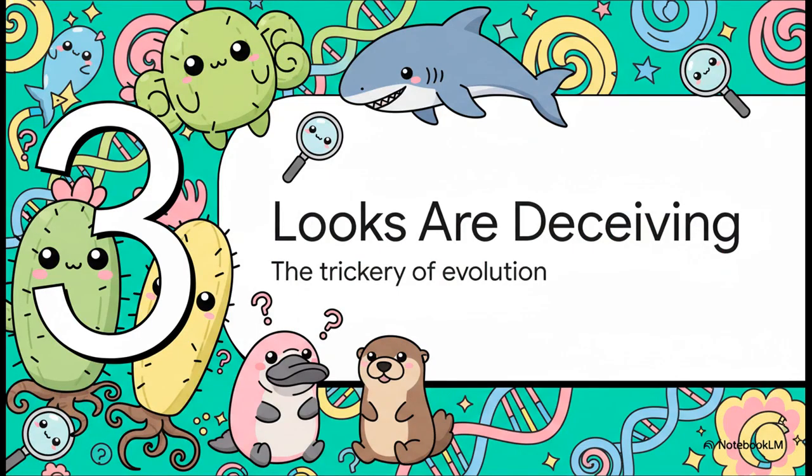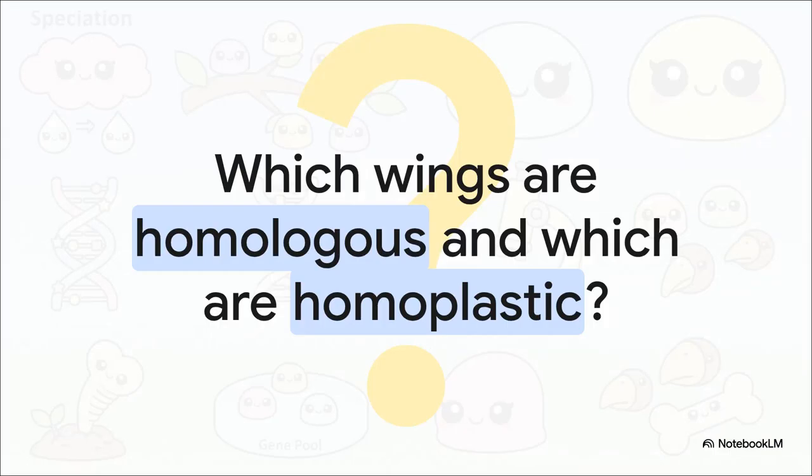Section 3. When looks are deceiving. Because nature absolutely loves a plot twist. Let's play a quick game. If you look at a bat, a bird, and an insect, they all have wings, right? But which of their wings evolved from the exact same structural ancestor, making them homologous, and which simply evolved independently to solve the exact same problem of needing to fly?